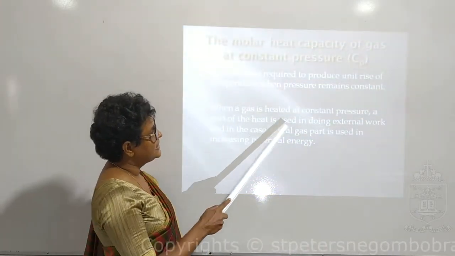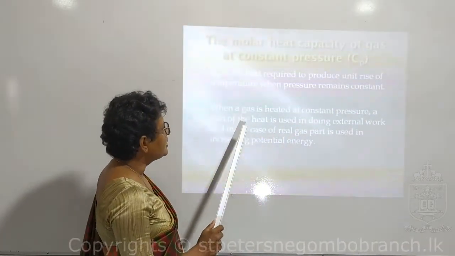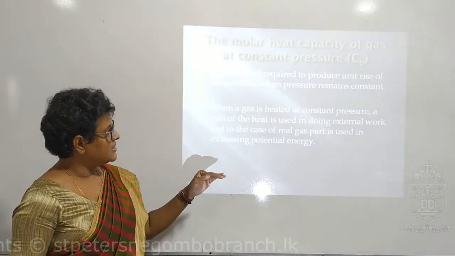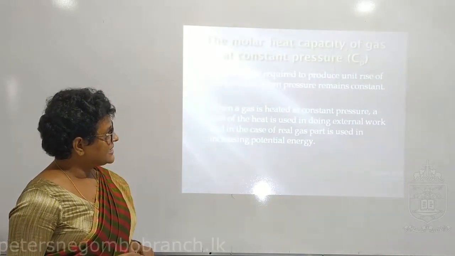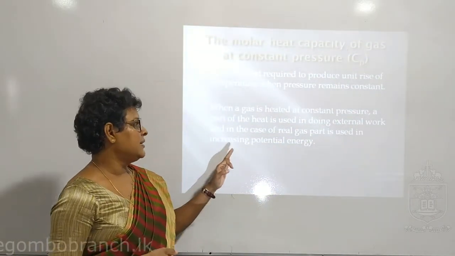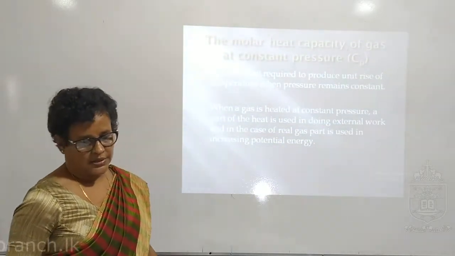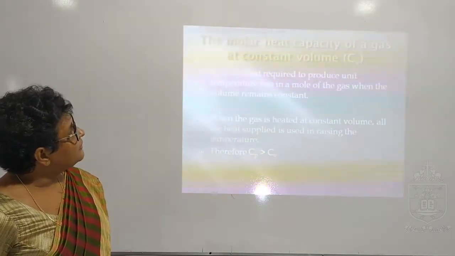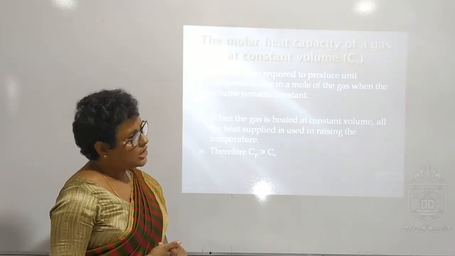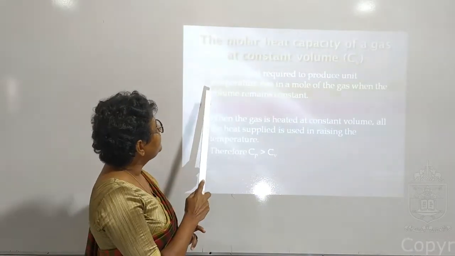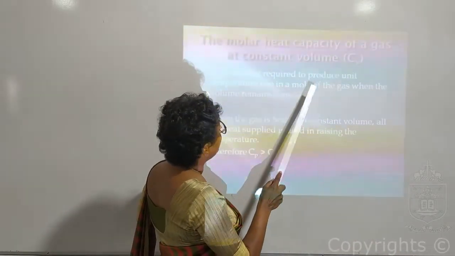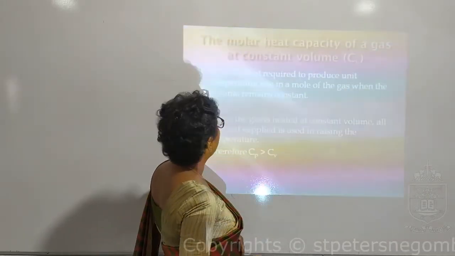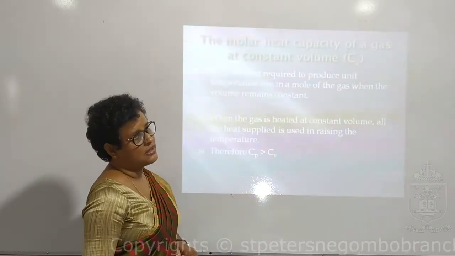When a gas is heated at constant pressure, a part of the heat is used in doing external work, and in the case of a real gas, part is used in increasing potential energy. Now, the molar heat capacity of a gas at constant volume, Cv. Cv is the heat required to produce unit temperature rise in a mole of the gas when the volume remains constant.